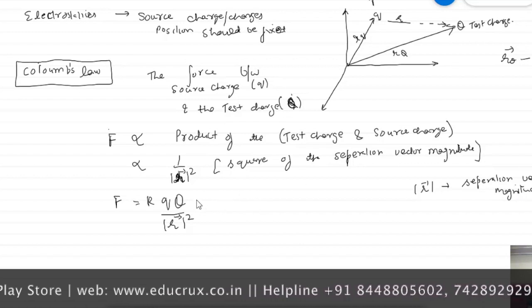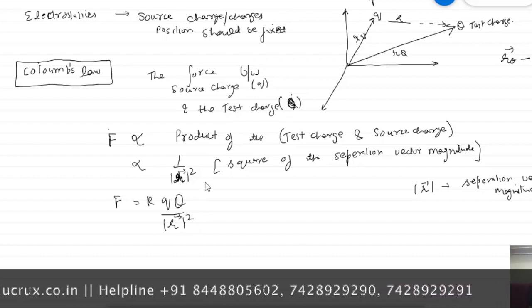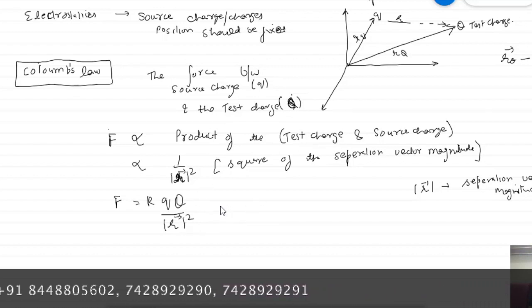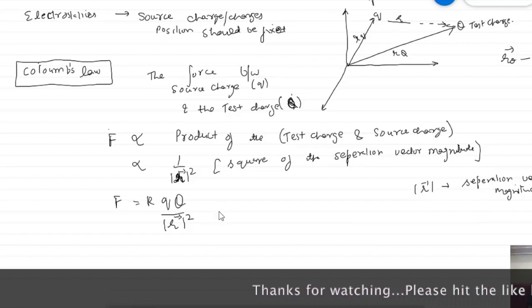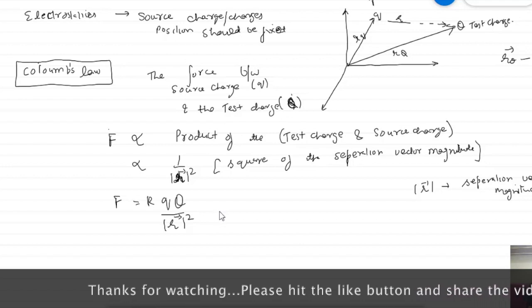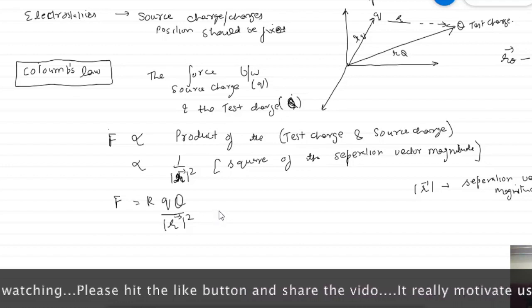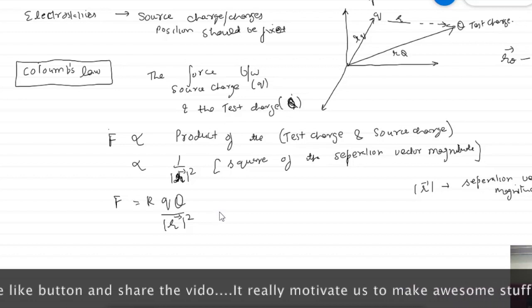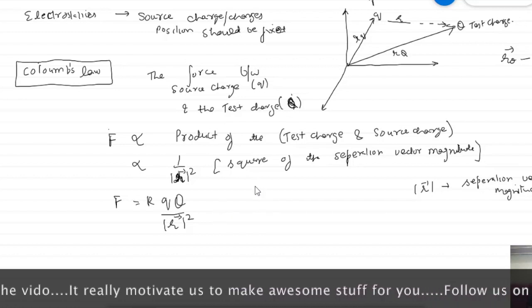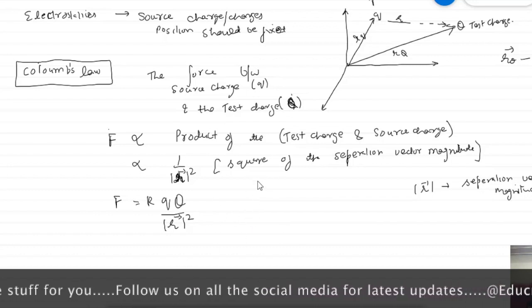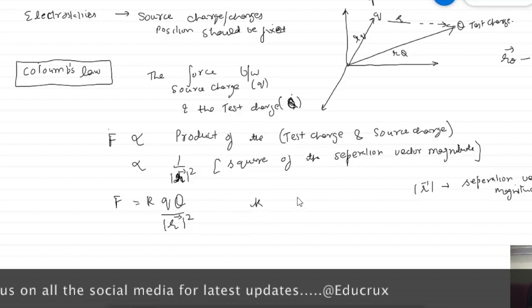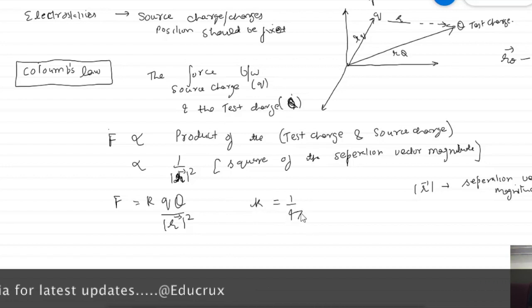Okay, so this is my formula for calculating the force between the test charge and source charge, and it's in general valid for any two charges. So if I have any charges q1 and q2, then my force will be F equals k q1 q2 upon the distance squared, that is the distance between these two charges. In general, small k is equal to 1 by 4 pi epsilon naught, and epsilon naught is the permittivity of free space.